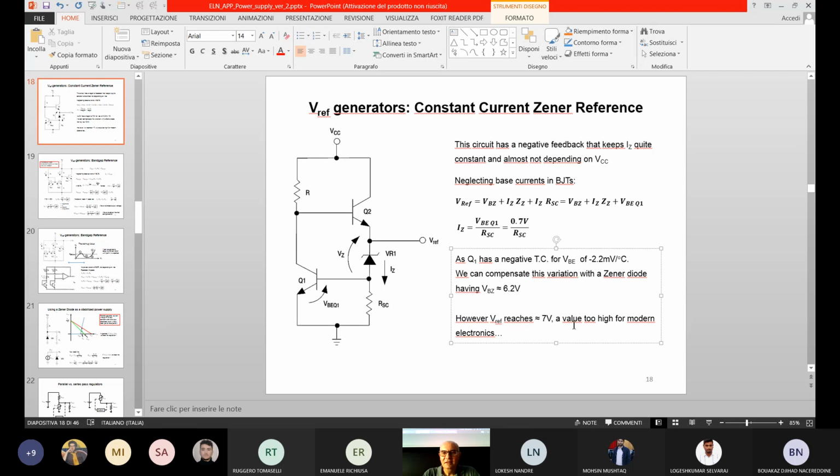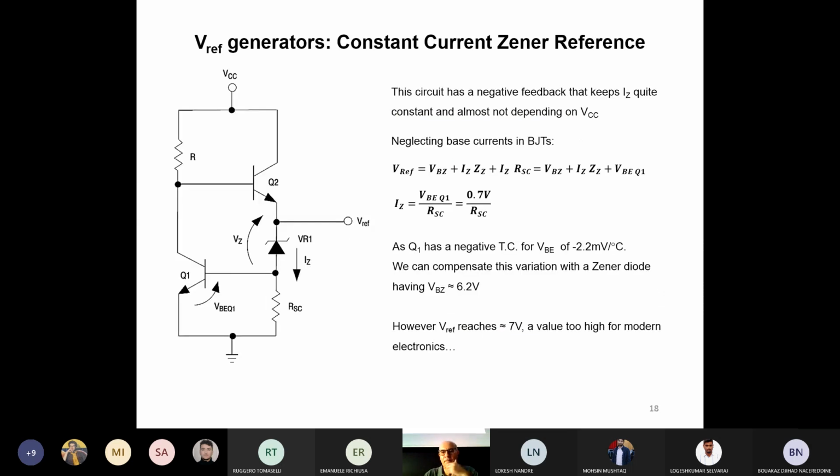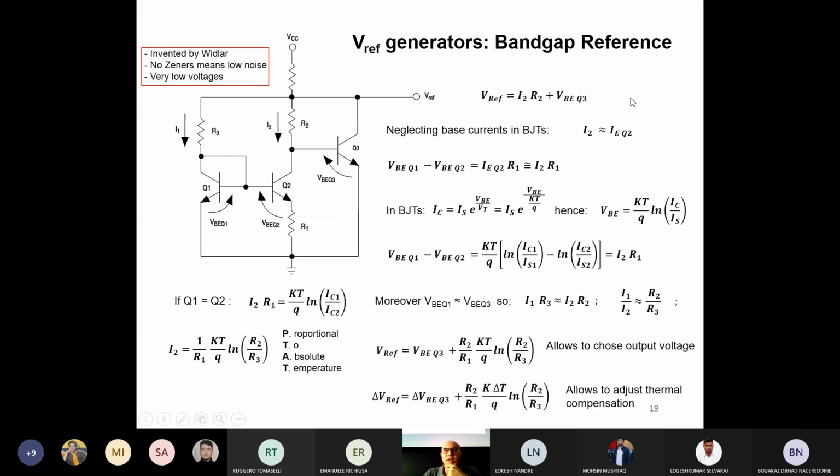I forgot to push F5. Now we should see it better. What we can do in this case is to use a different circuit that is called the band gap reference. Actually, this version that I show you is very simplified. The real circuit may be a bit more complicated, but not that much. Basically, instead of this resistor on top, there may be a current generator, but with the resistor, it works the same. How is this circuit made?